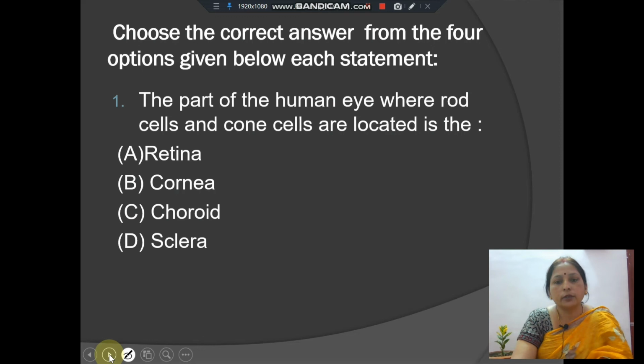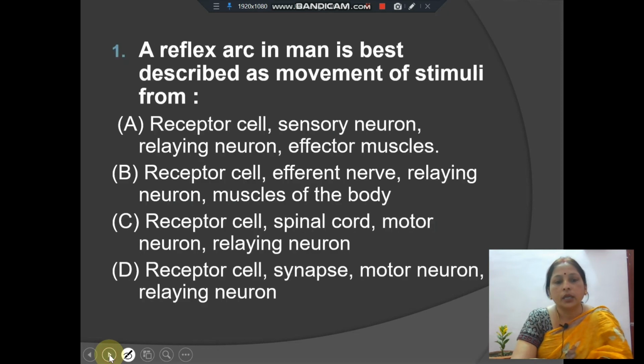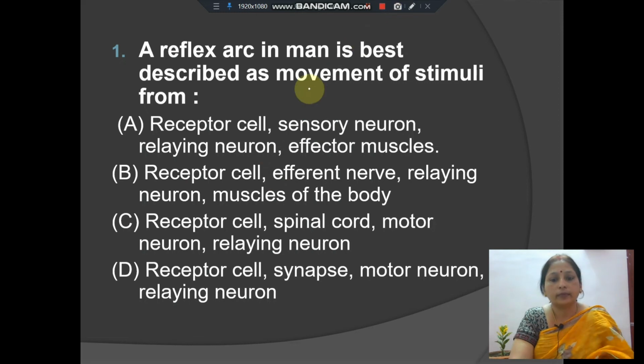Next, choose the correct answer from the 4 options given below. The part of the human eye where rod cells and cone cells are located, it is the retina. A reflex arc in man is best described as the movement of stimuli from receptor to sensory, then relaying and effector muscles. So this was all about the questions related to last few year questions. Now moving to the next slide. So let's start with the next slide. Next few more questions. Okay, let's begin.